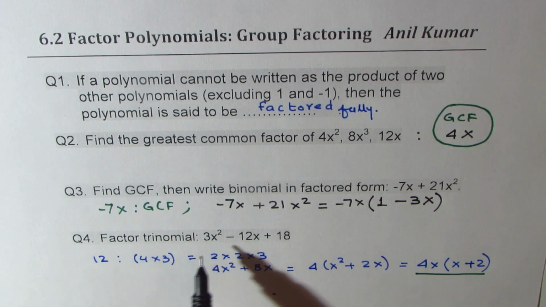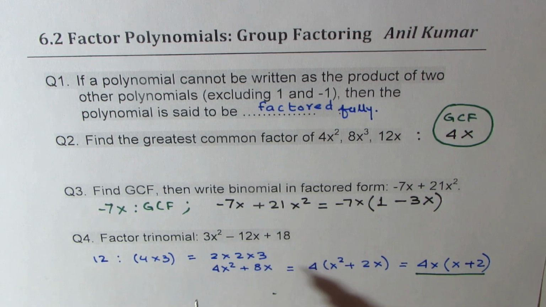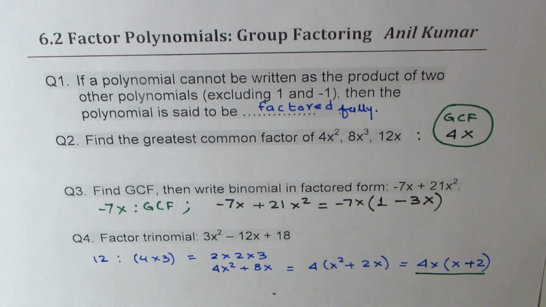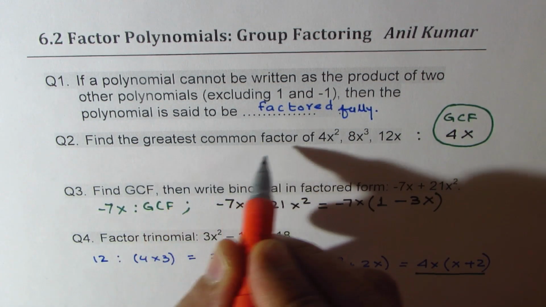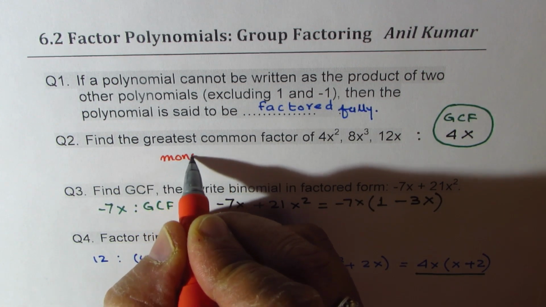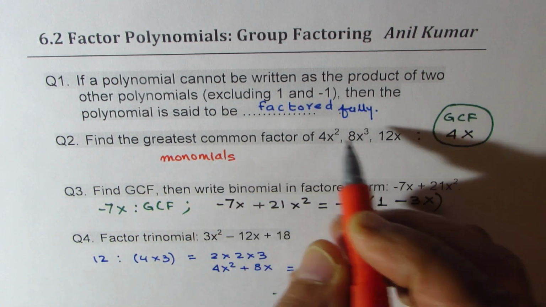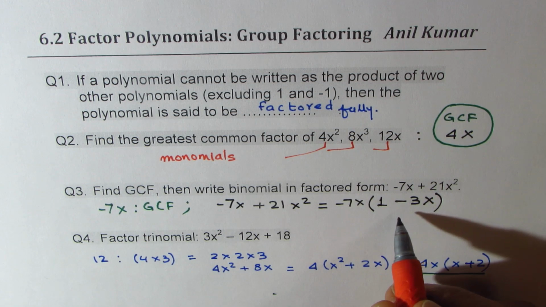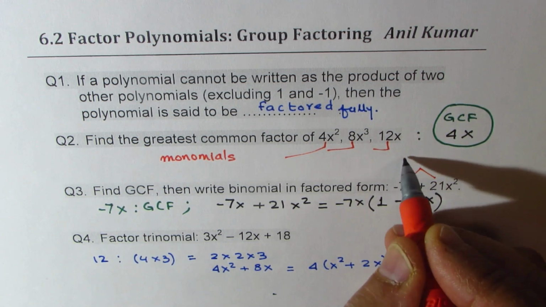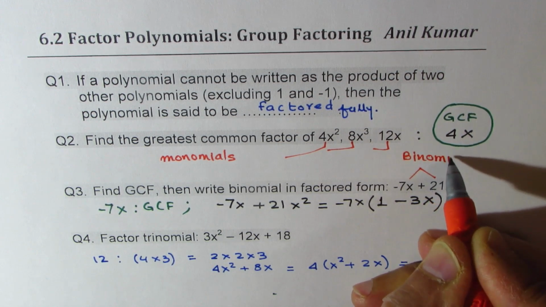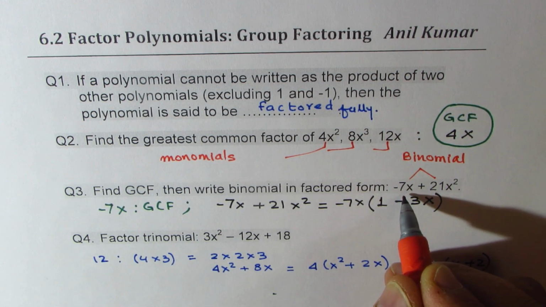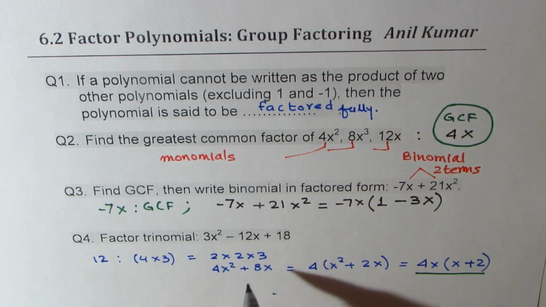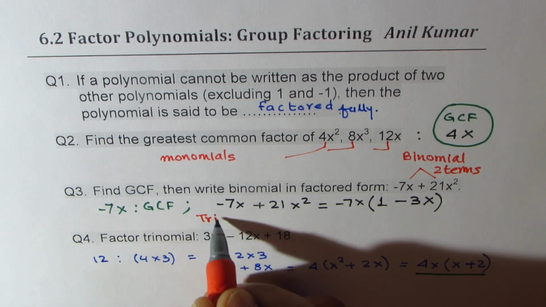Now question number 4, we have trinomial. That means we have 3 terms. So this is an example of a monomial, right? Let me write down these terms also. They are very helpful. So these are monomials, right? Greatest common factor of monomials. So each is a monomial, correct? Now here we have binomial, 2 terms, right? So that is called binomial. There are 2 terms. This is the first term, that is the second term, right? So binomial means 2 terms. And now we have 3 terms, so this is called trinomial.